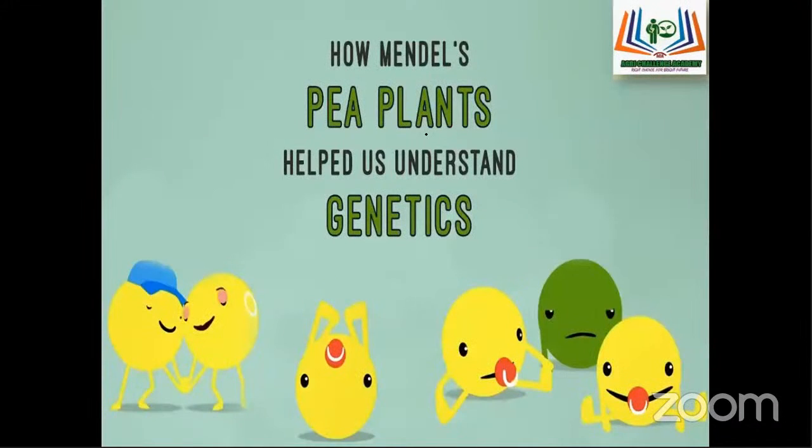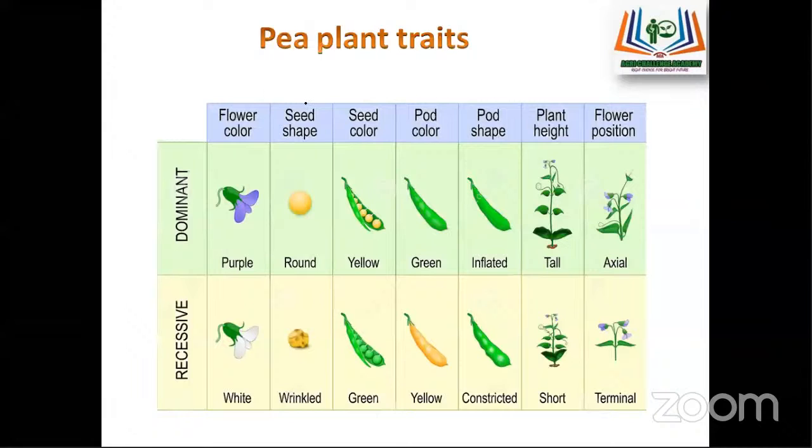So how do Mendel's pea plants help us to understand genetics? These are the garden pea seeds. So these are the pea traits Mendel originally took. That is flower color, seed shape, seed color. So you need to remember all the trait names basically, like which characters he has taken and which not.